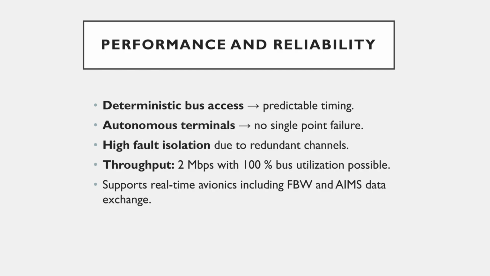ARINC-629 delivers deterministic timing, fault tolerance, and stable throughput even at full utilization. Its autonomous terminal architecture avoids single points of failure, making it well-suited for flight-critical applications.